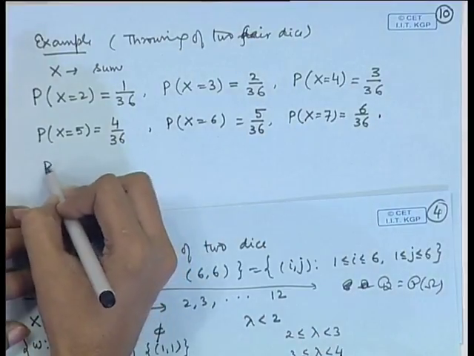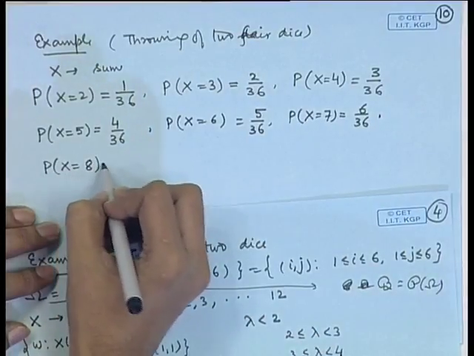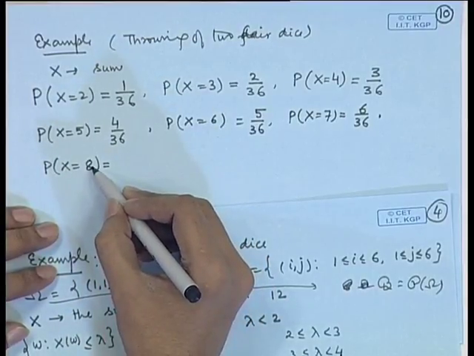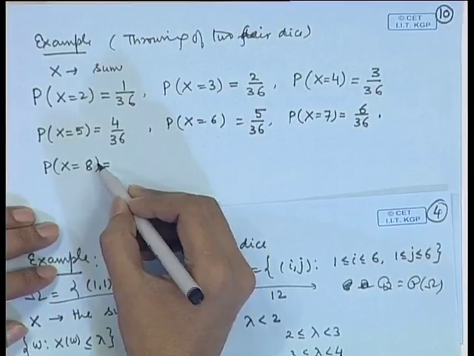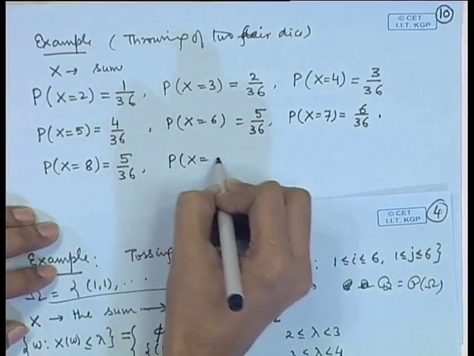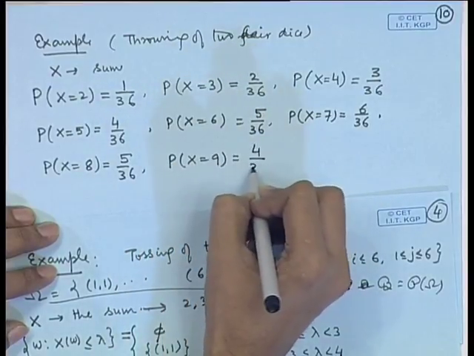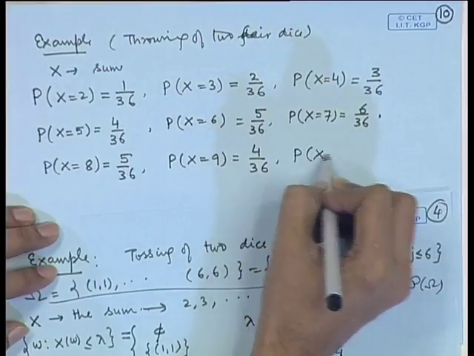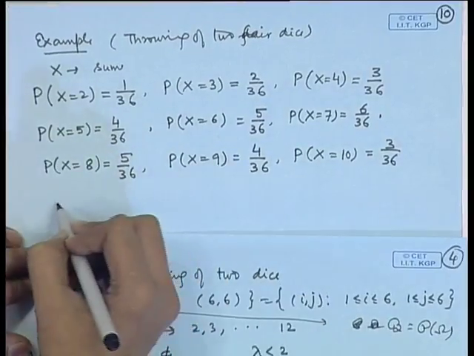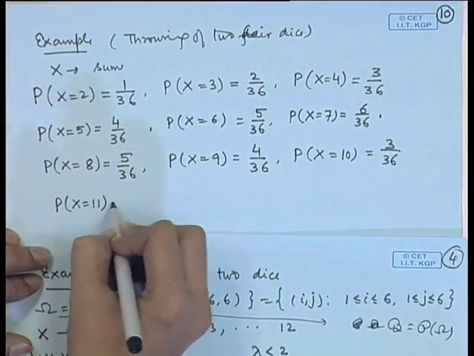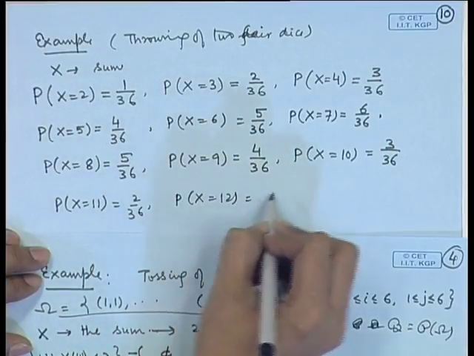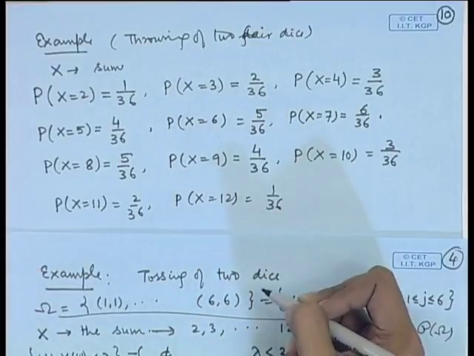Then the probability of X equal to 8 has favorable outcomes 2 6, 6 2, 3 5, 5 3 and 4 4, that is 5 by 36. Probability of X equal to 9 has 4 favorable outcomes, so the probability is 4 by 36. Probability of X equal to 10 is 3 by 36. Probability of X equal to 11 is 2 by 36, and probability of X equal to 12 is 1 by 36, corresponding to only the outcome 6 6.